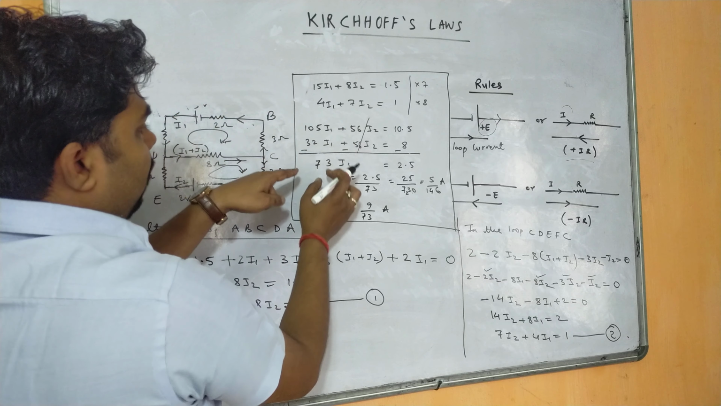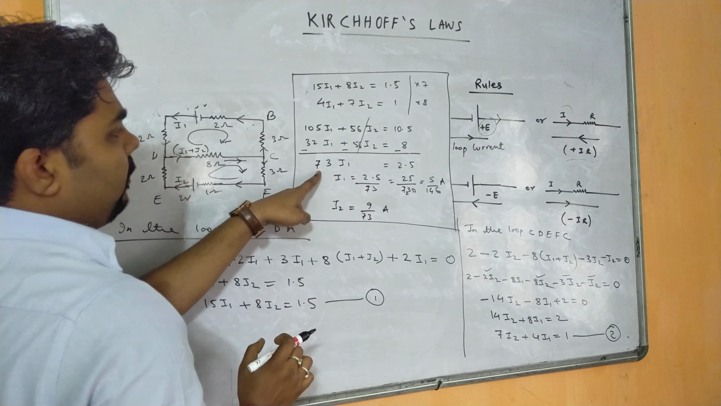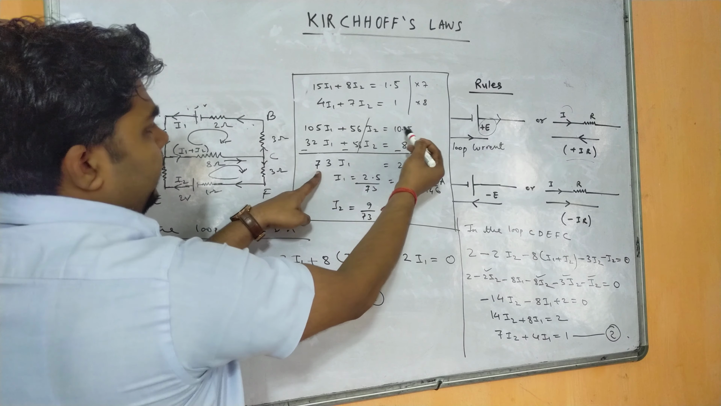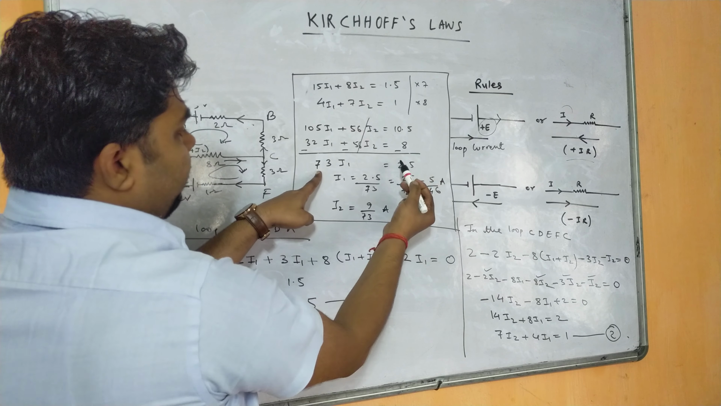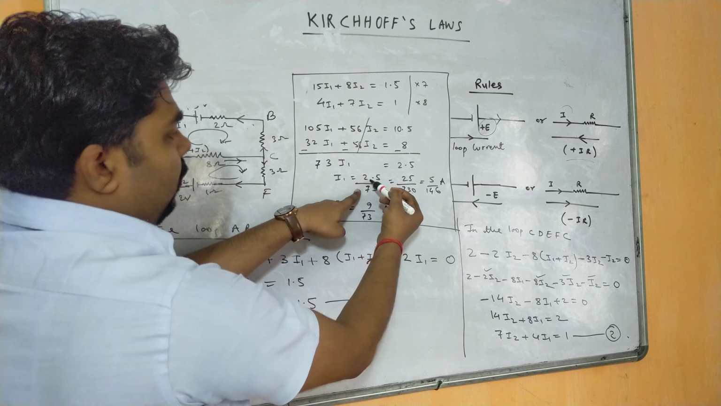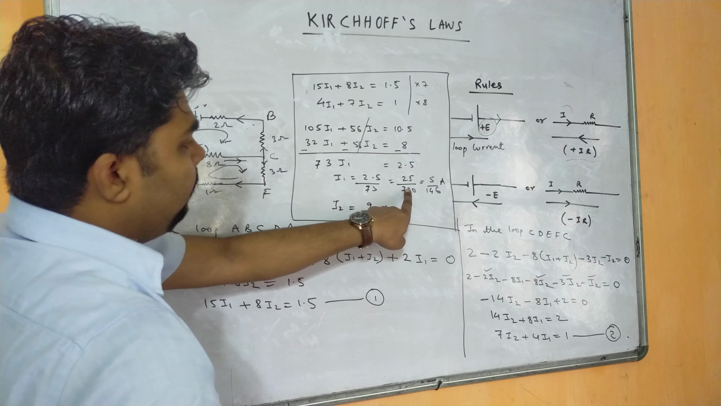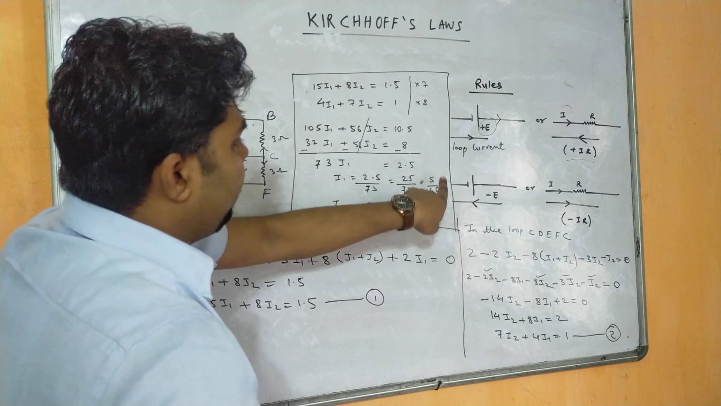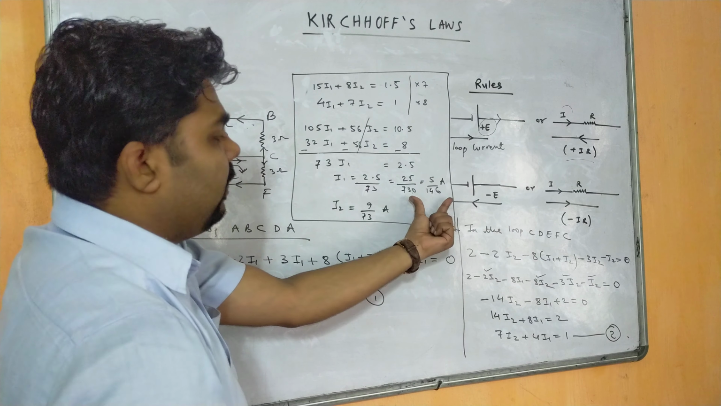Now you see, after solving this one, we get 73 I1 because the I2 terms get cancelled, and here 10.5 minus 8 gives 2.5. Therefore I1 equals 2.5 by 73. If you remove the decimal point, then you will get 730, right? Now when you cancel, you will get 5 by 146 ampere. So we got the value of I1.